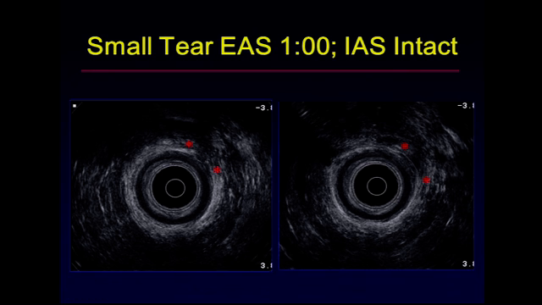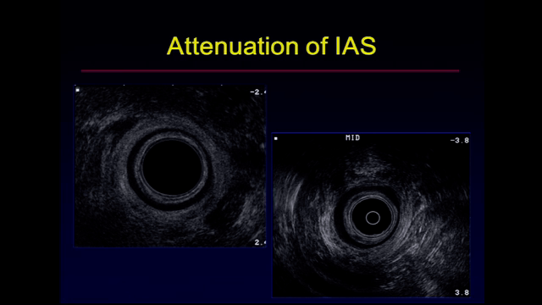And this is kind of an unusual case because this is a very small tear in the external sphincter. Again, note that the inner hypoechoic ring of the internal anal sphincter is completely intact, but there's a very tiny hypoechoic tear in the external sphincter from about the 2 o'clock to the 3 o'clock position. And this is somewhat unusual just because the tear is so small.